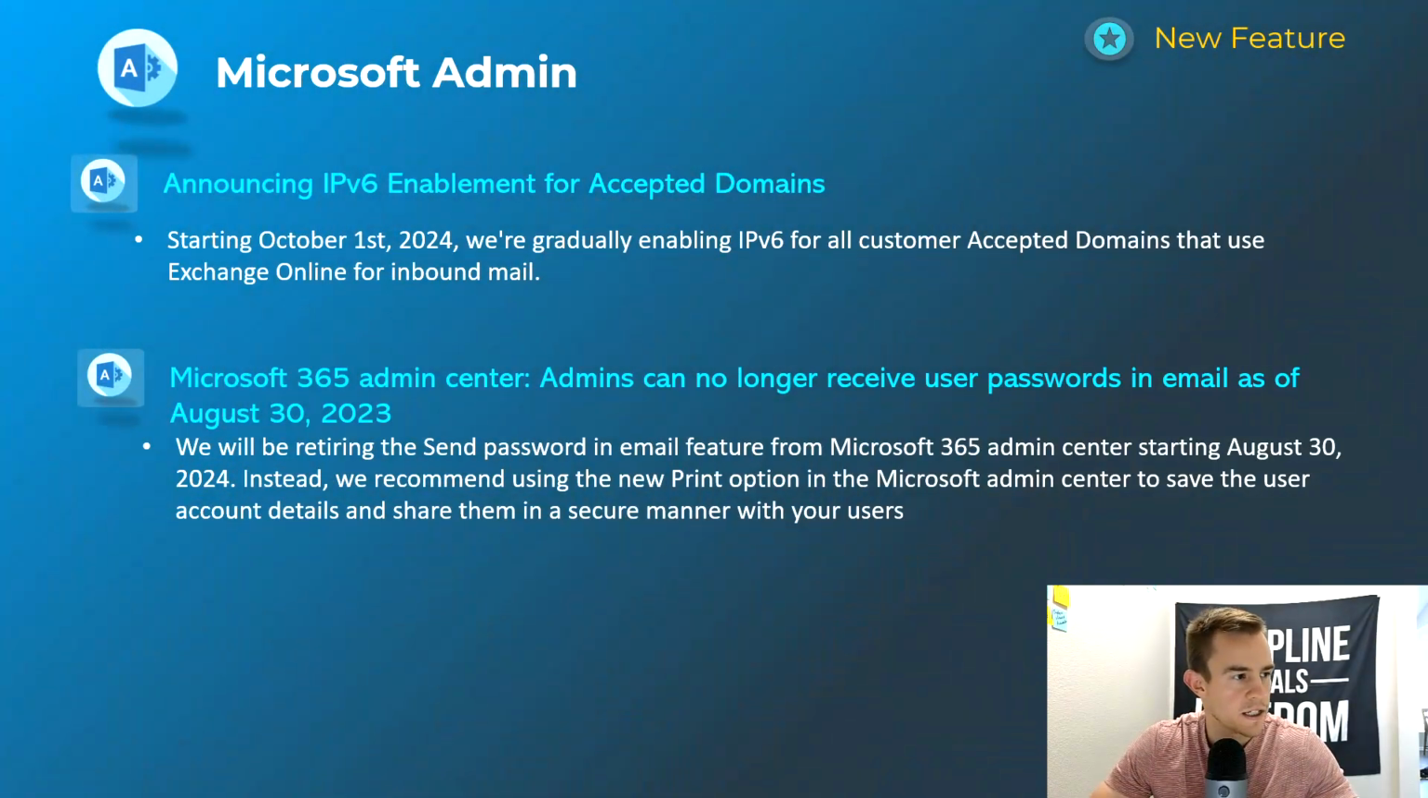Next one here is a nice win for email security and the support for IPv6 enablement for accepted domains in Microsoft and Exchange Online. And this is going to happen October 1st. You'll still be able to support, obviously, IPv4 addresses as well, but this is heightened security and allowing for multiple checks there. You can see more about this announcement in my blog.